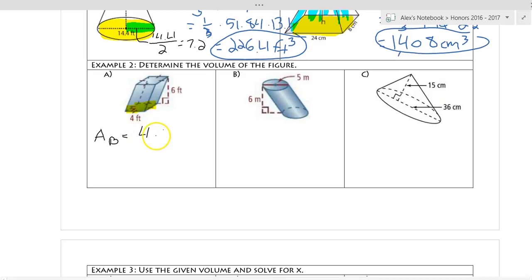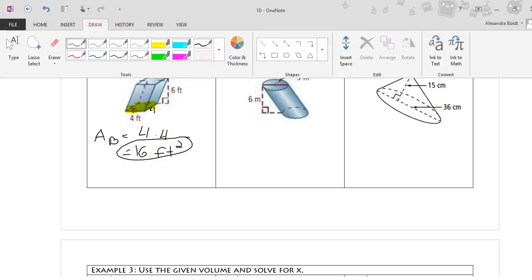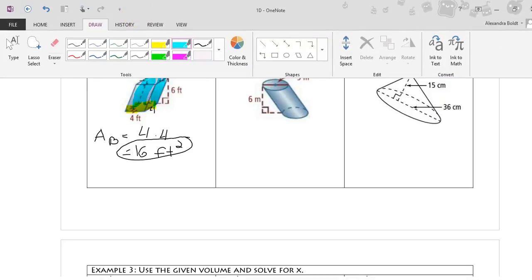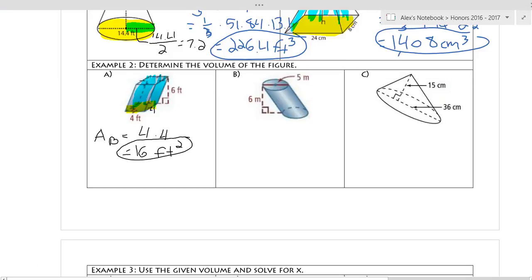So the area of my base just equals 4 times 4. Those are all the same. So my base is 16 feet squared. It's just a two-dimensional object. Then for my volume, filling all this in, even though it's slanted, the height is still 6 feet. So just think if I push this up, it'd look exactly the same.